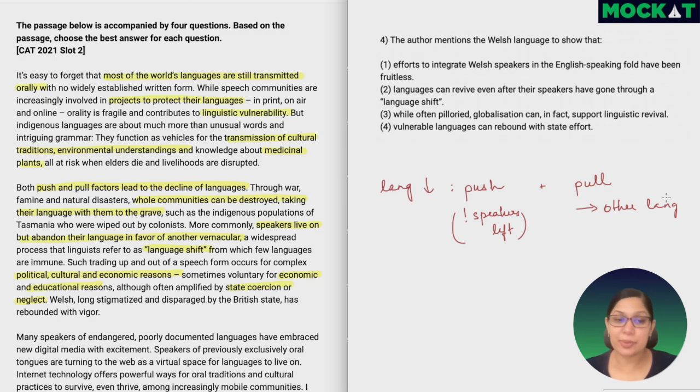Now this shift can be because of multiple reasons: political, cultural, and economic. So I'll probably start with the economic because it is voluntary. I'm just using dollar, can use rupee also. Money or education is the voluntary part, but it can also happen because of political and cultural reasons. So this is something which is easy to understand.